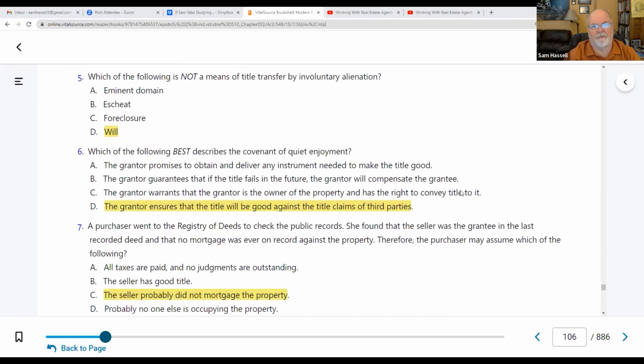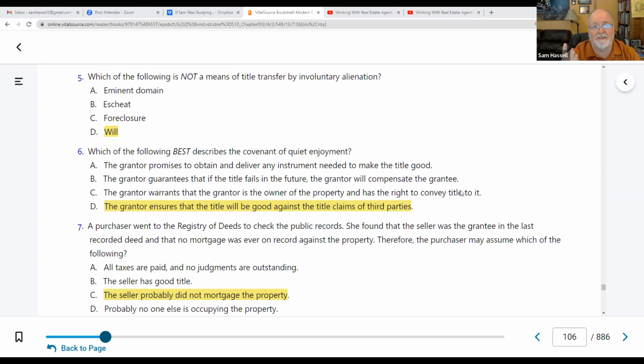Number 5, which of the following is not a means of title transfer by involuntary alienation? Involuntary alienation. Eminent domain means what? The government has the right to take private property for the public good, right? That is the law. That's not the act. What's the act called? Anybody remember what the act of taking the property is called? Condemnation. There you go.